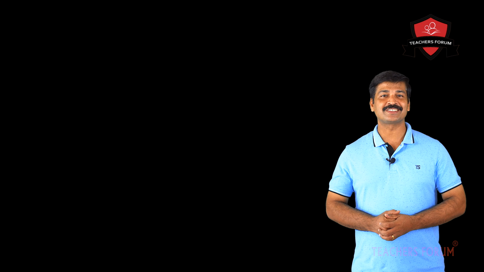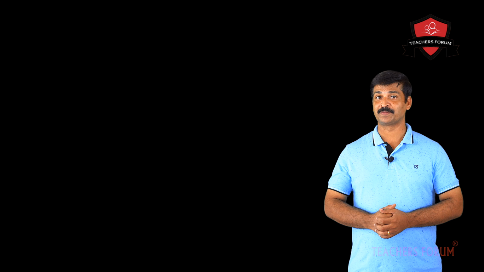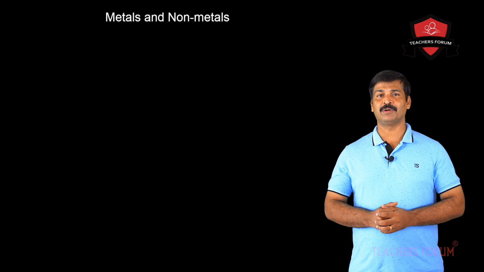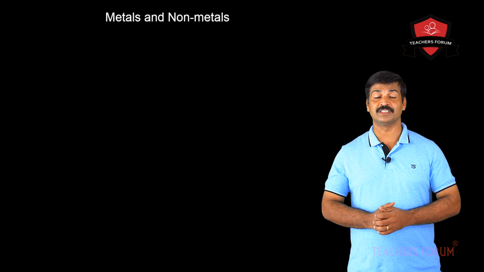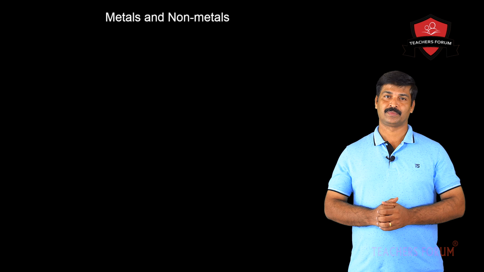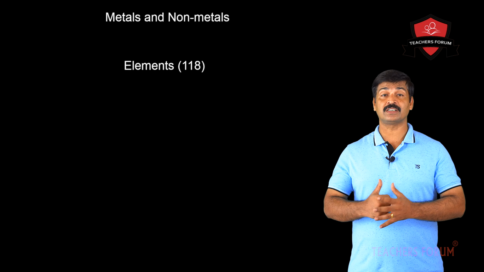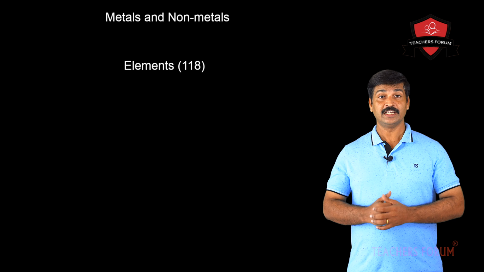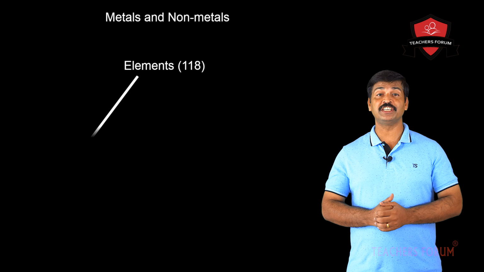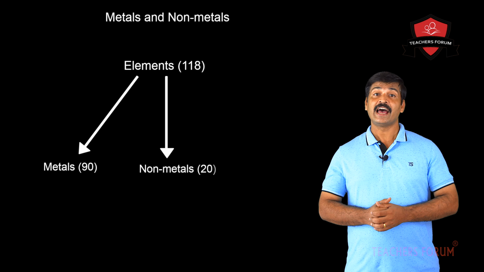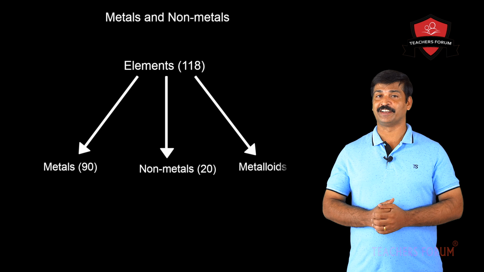Hi students, in this session we are going to discuss a new chapter from chemistry, chapter 3, metals and non-metals. I think you have learned about metals and non-metals in your previous classes. About 118 elements have been discovered so far. Among them, about 90 are metals, 20 are non-metals and the remaining are metalloids.